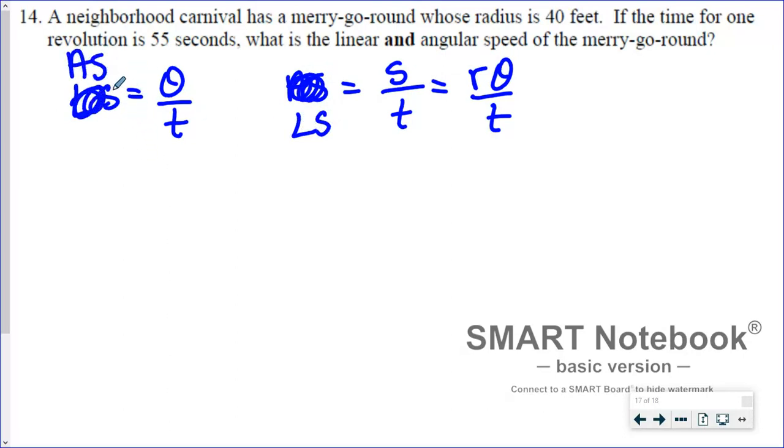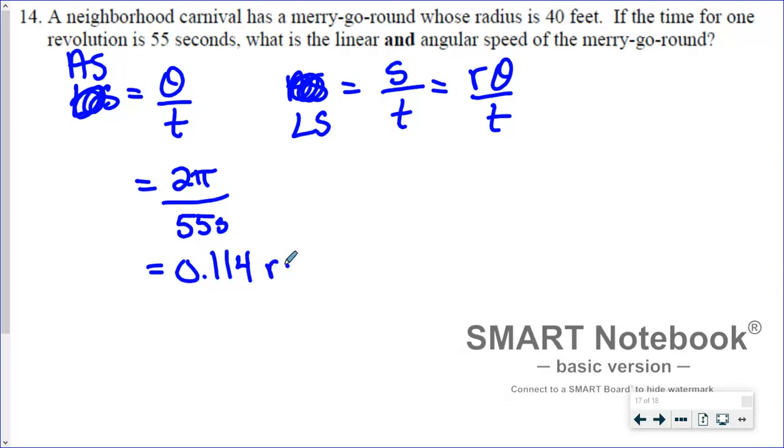If we're talking about angular speed, one revolution in radians is simply 2 pi. So that's what my angle is, because we went one revolution. And of course, my time is 55 seconds. You can plug that into your calculator, and do use the pi button. So 2 pi divided by 55 seconds, we will get 0.114 radians per second.